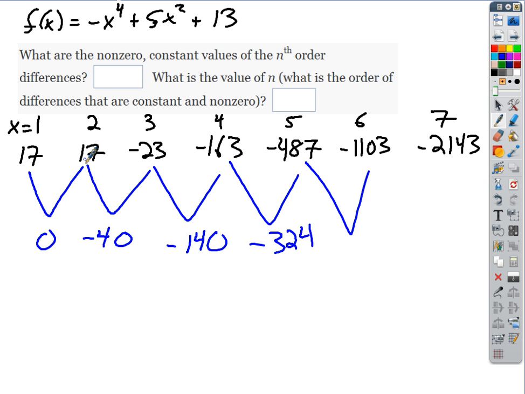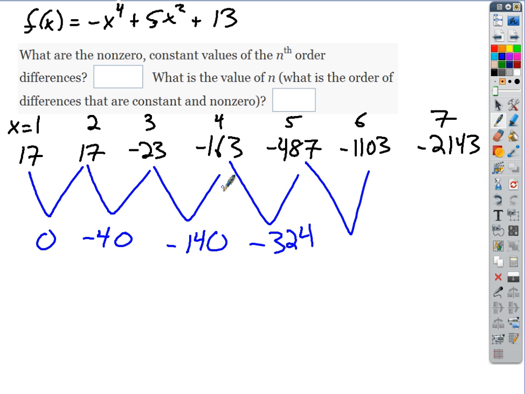No, it'd be negative because, think of this, if I start at 17 and I end at negative 23, have I gone up or down? I've gone in the negative direction. I've lost, right? I've gone down by 40. Right? Negative 23 minus 17 is negative 40. Negative 163 minus negative, meaning plus 23, is negative 140. Right? Negative 487 minus negative, so plus 163. I hope I did that right. You might want to check it.